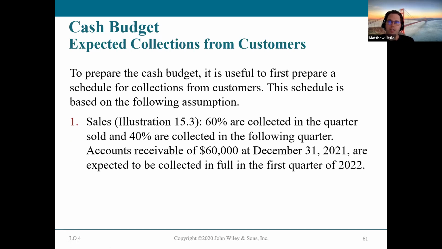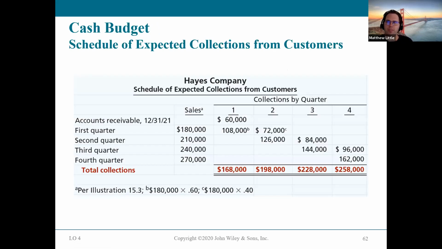So when we look at the cash budget, let's look at the customer side first. We have sales, and we're saying that 60% are collected in the quarter that it's sold, and 40% are collected the next quarter. So we're not assuming any write-offs in these cases. AR is 60,000 at December 31st, and expected to be collected in full in the first quarter of 2022. A little table here shows our opening AR, 60,000, that's going to be collected in Q1. And then we've identified our sales for the 4 quarters, and that ties with the slide earlier today. And we said it's a 60-40 split. So 60 in the quarter, 40 the quarter after.